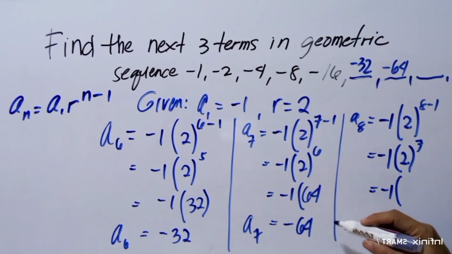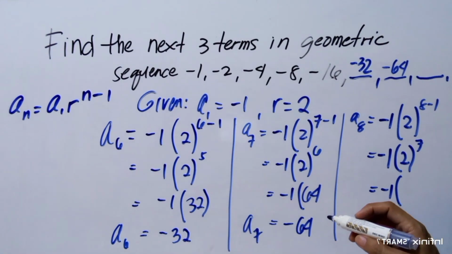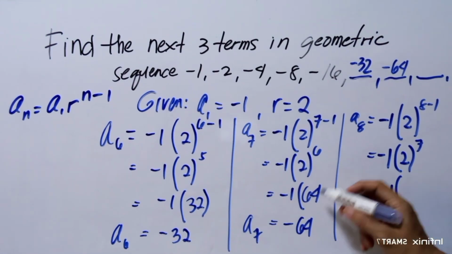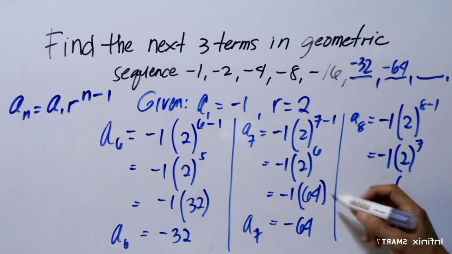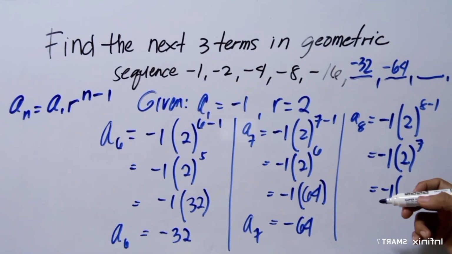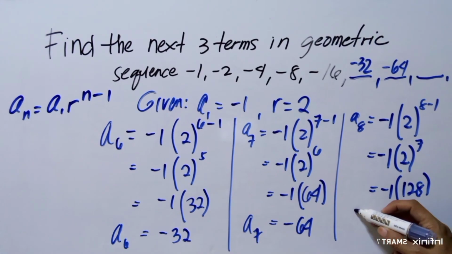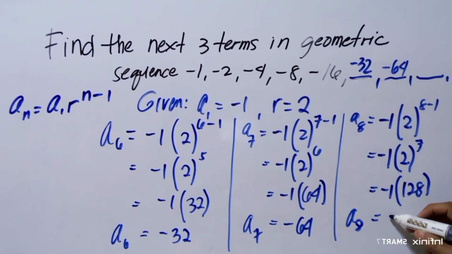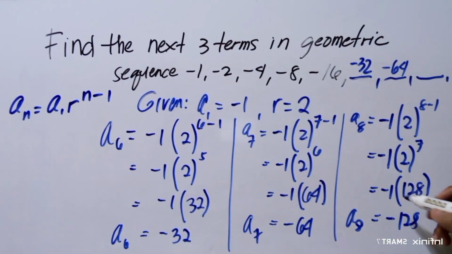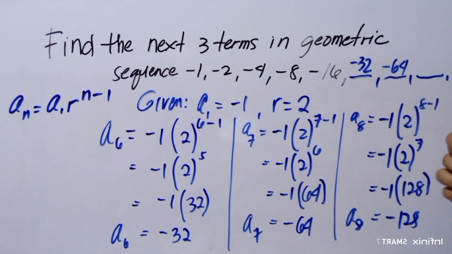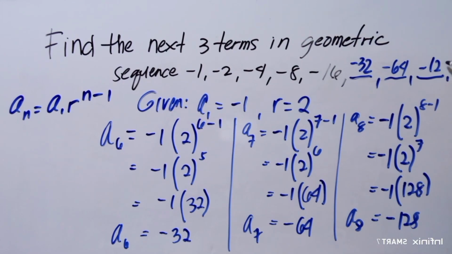Okay? Kanina sa 6 ay 64. So, times 2, that is 128. So, a sub 8 is equal to negative 128. 128 times negative 1 is negative 128. May airplane na dumaan. So, yung pang 8th term is negative 128. So, this is your final answer. Bye-bye.